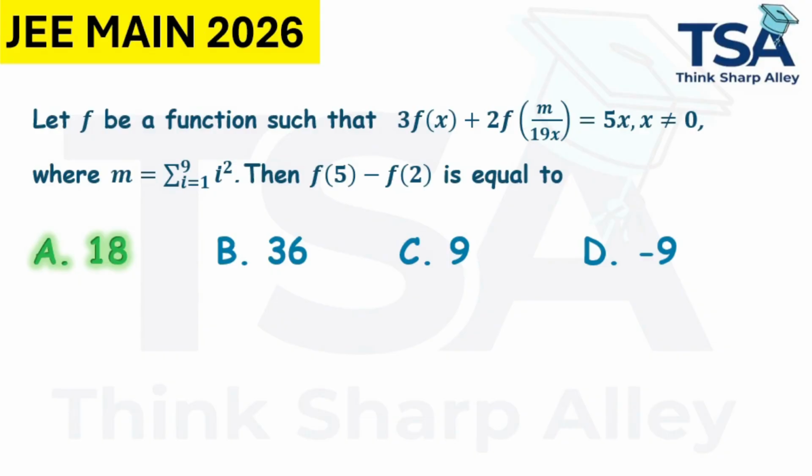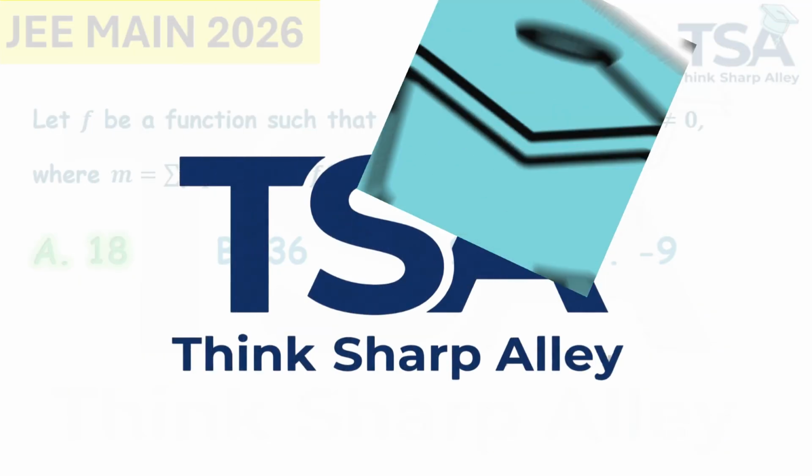When dealing with functional equations, look for reciprocal substitution to build a solvable system.